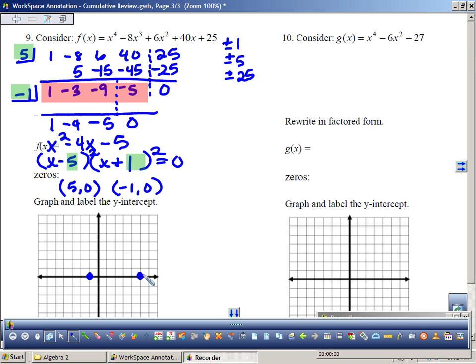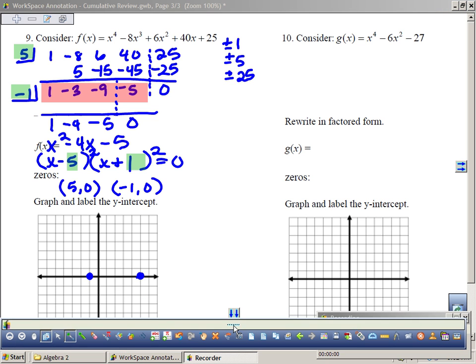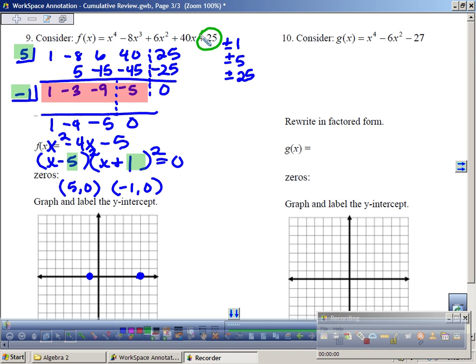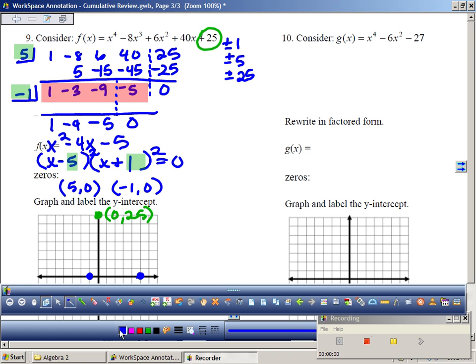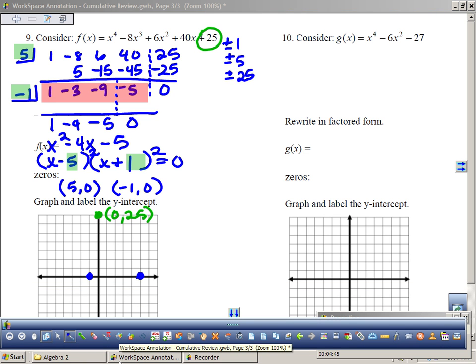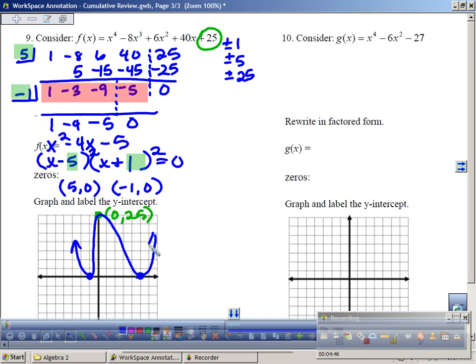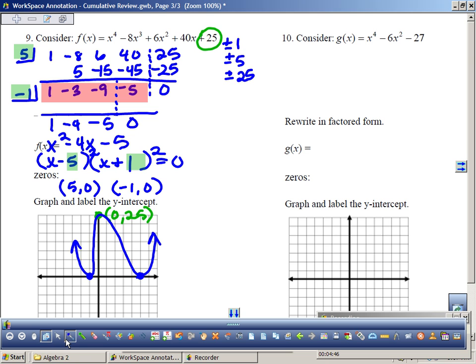1, 2, 3, 4, 5. I have a y-intercept at 25, which I see up here. So again, I'm going to scale it up here and make it 0, 25. It's a positive function, so I start in the positive quadrant over here. I skim at 5, and then I skim again at negative 1. That's that one.